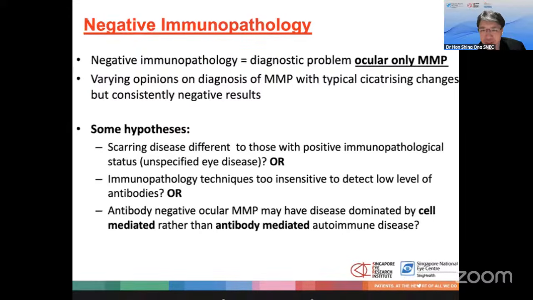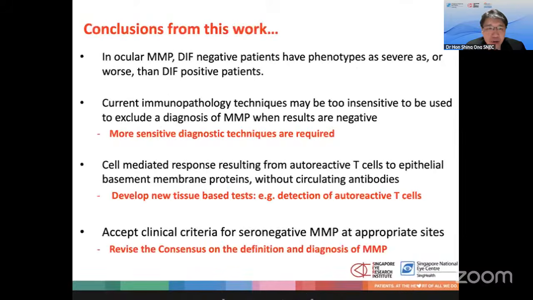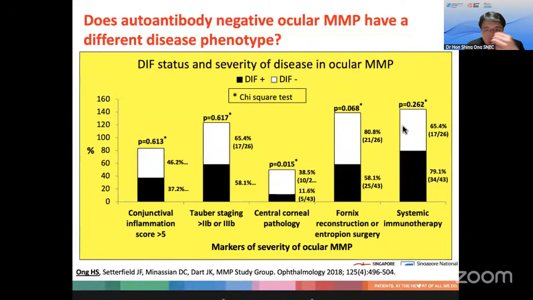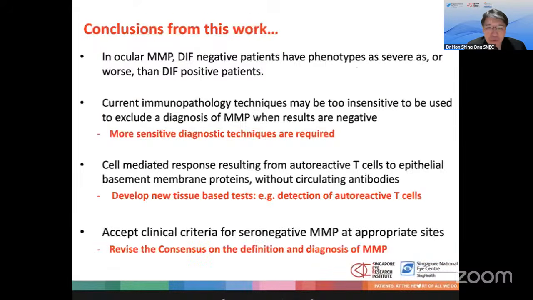Okay. So I'm just going to go on to the conclusions. So basically what I found, this is just this slide. This is the study that I performed during my PhD. What it shows is that the patients with direct immunofluorescence negative immunopathology have similar phenotypes to those with positive direct immunofluorescence.